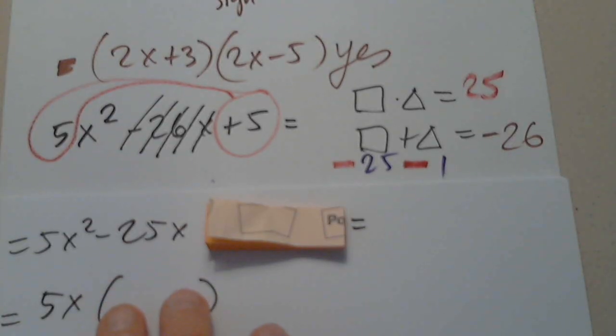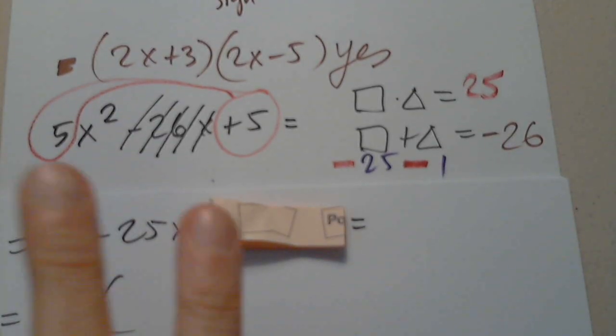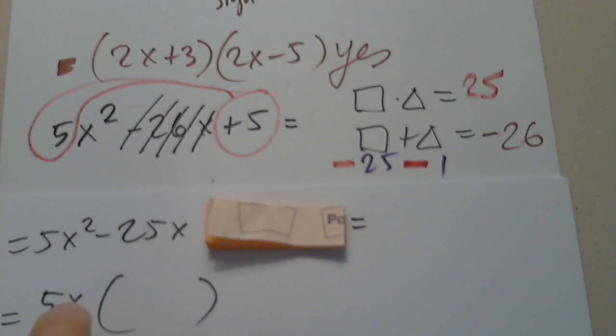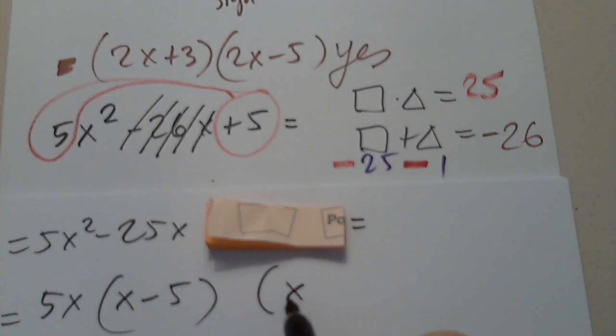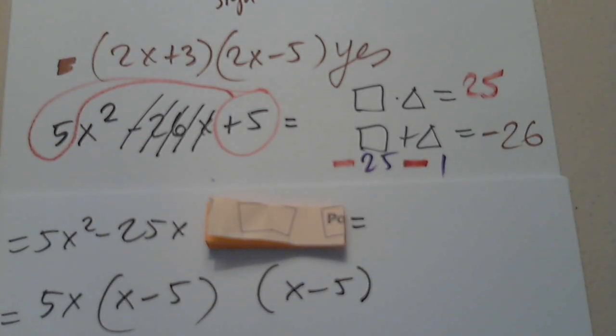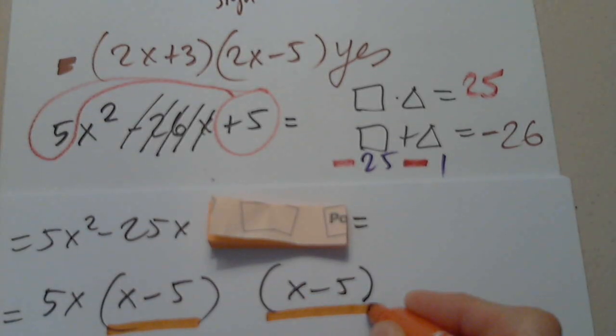What do we have in parentheses? This times this is 5x squared. This times this is negative 25x. X minus 5? Yes, indeed. 5x times x is this. 5x times this is this. If I do not get x minus 5 coming out from the other two terms, something is terribly wrong. It must be the common factor in the next step.